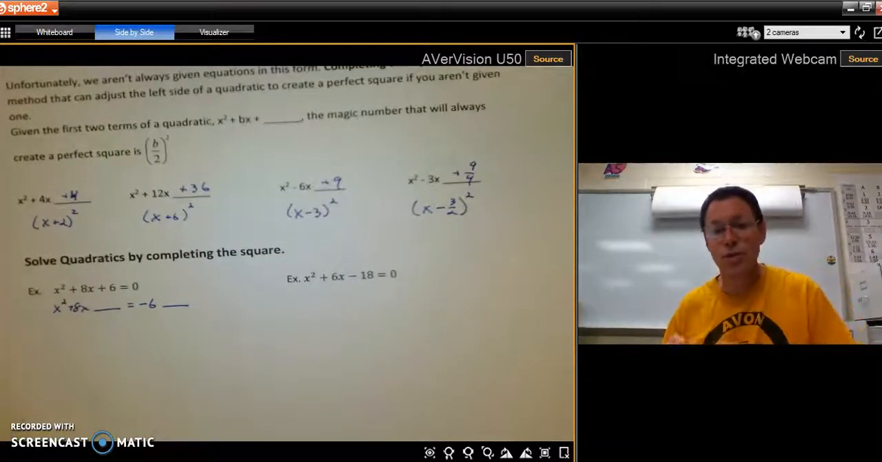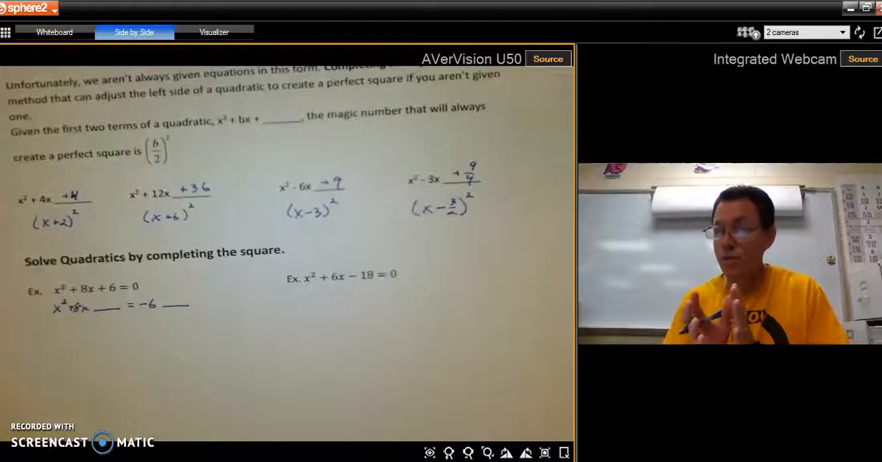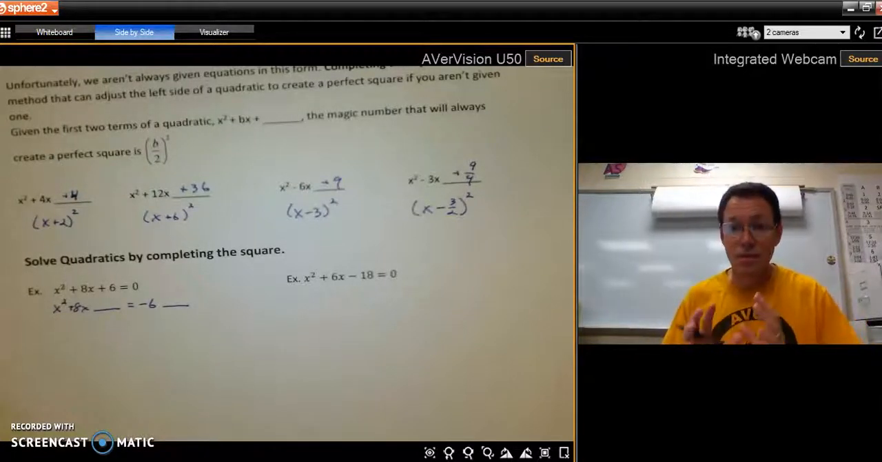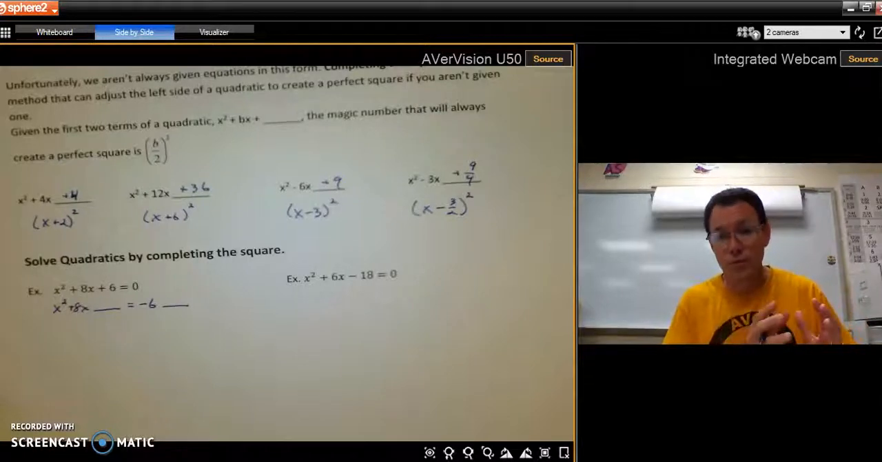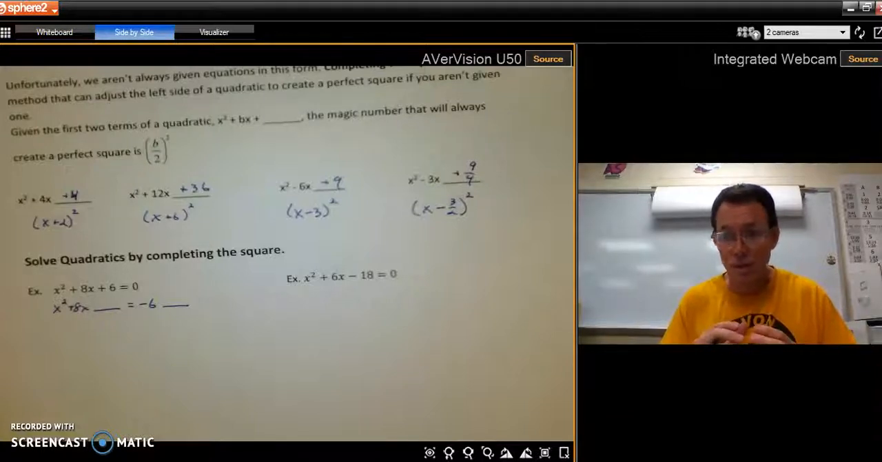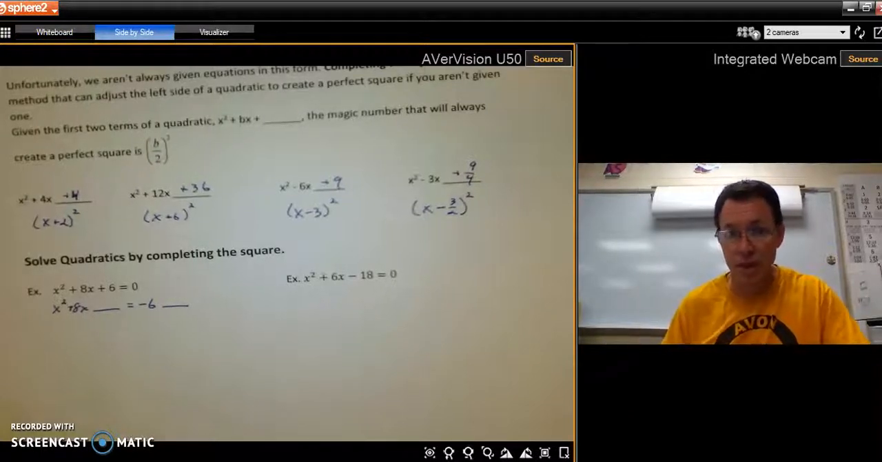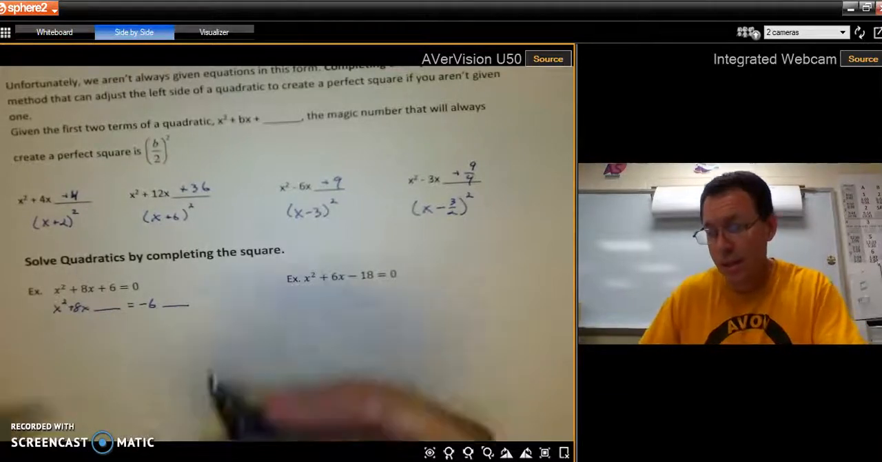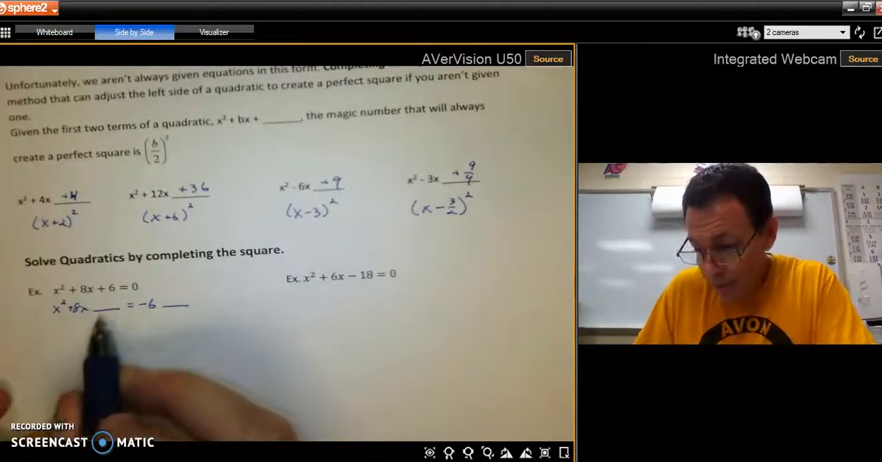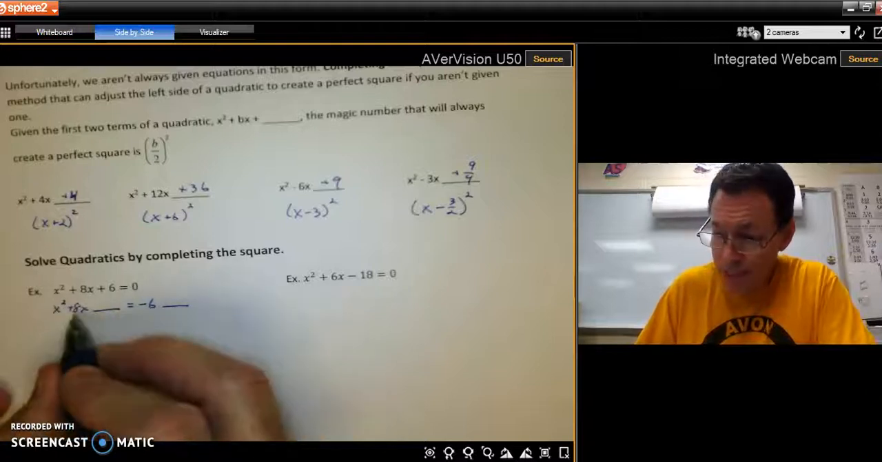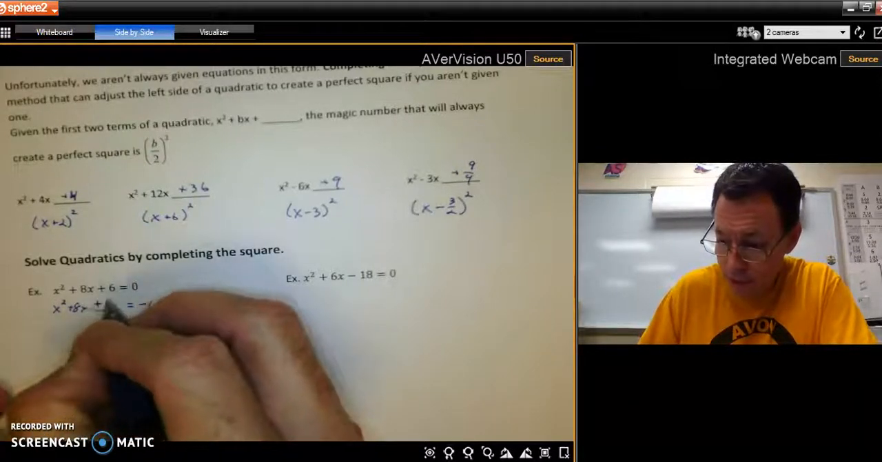Remember, whatever you do when you're solving an equation, if you do something on one side, you got to do it to the other side. Okay? And this is going to be super, super important for Chapter 10. In fact, you cannot pass this test that we're going to have if you cannot complete the square. So make sure you're paying attention to this. Okay, if I want to turn this into a perfect square, I'm going to take half of 8, so that's 4, and then I'm going to square it. So that's going to be 16.